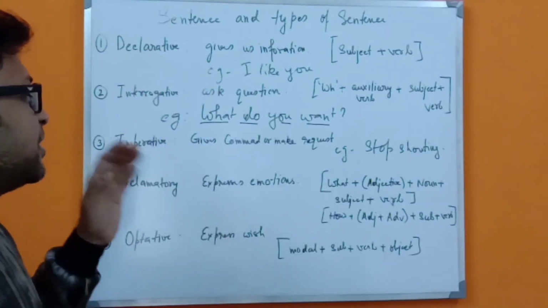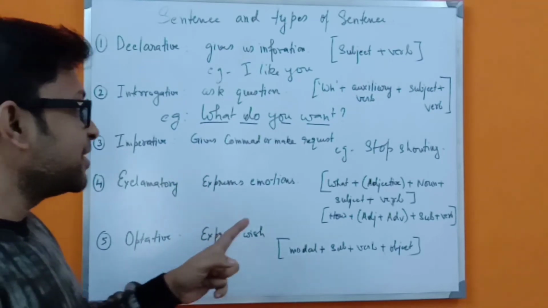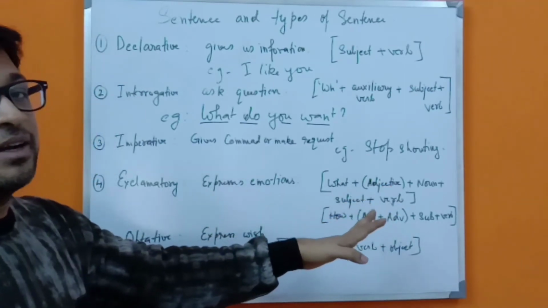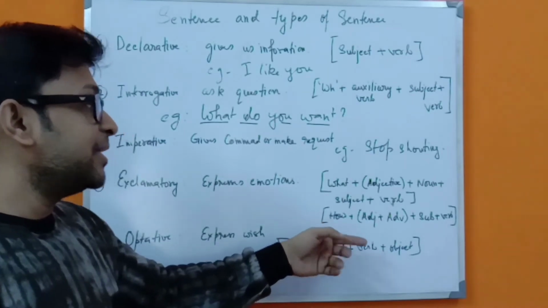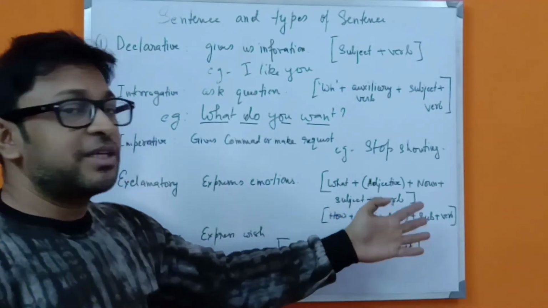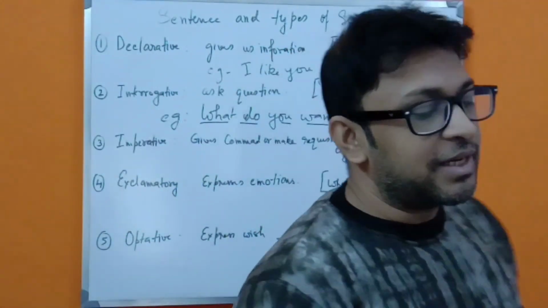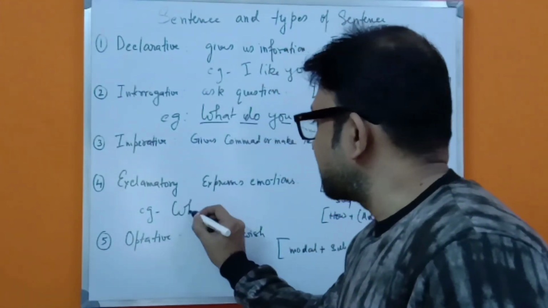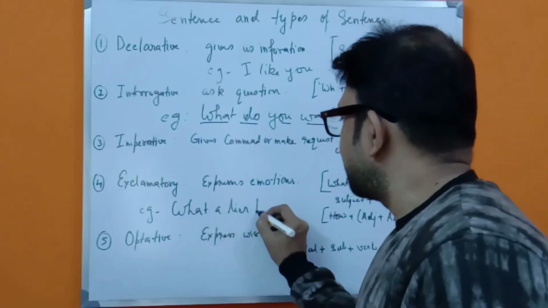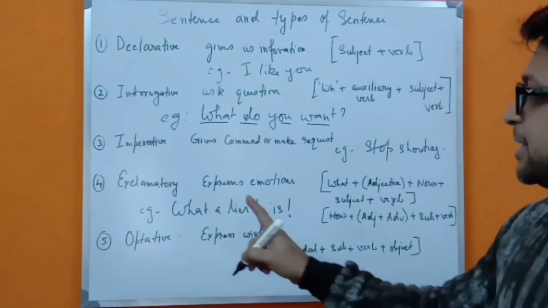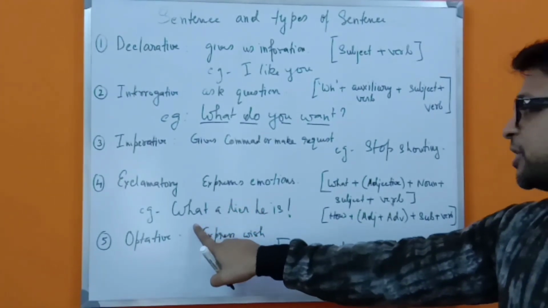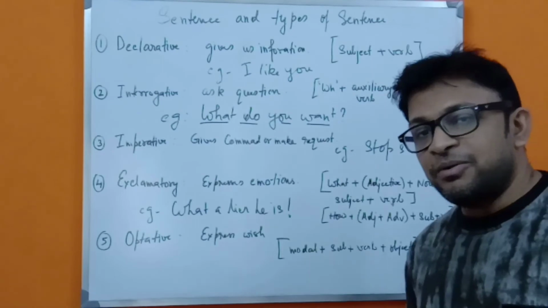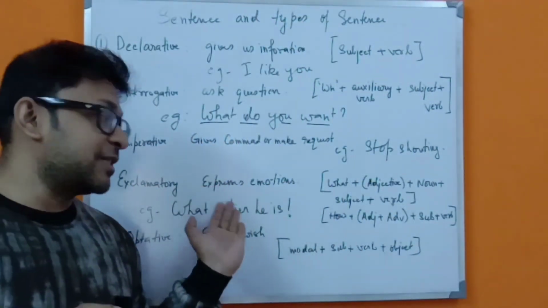Next, exclamatory, which expresses emotion. It uses what, then an adjective, after that the noun, the subject and the verb. Sometimes it can be expressed with how, then an adjective or adverb after the subject and verb. For example: What a liar he is. This shows that the WH word is used, after that an adjective, then the subject or noun or pronoun, and after that the verb. By this way our emotions are expressed.